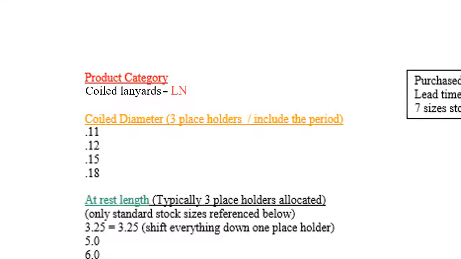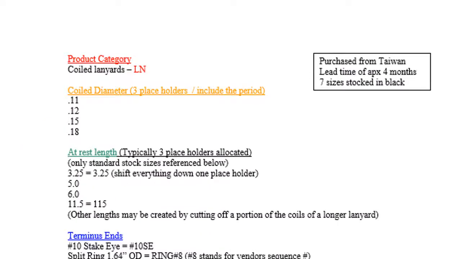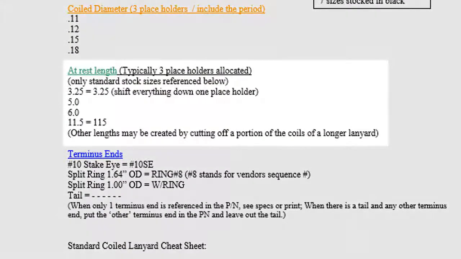Please note, we have another product category called wire rope lanyards that also begin with LN. In part coding, the way to tell the difference between a finished good wire rope lanyard and a coiled lanyard is in spaces number 3, 4, and 5. Wire rope lanyards are in a fractional format, where coiled lanyards are in a decimal format. A finished good is a part ready to sell to a customer as compared to a raw material or bill of materials component.